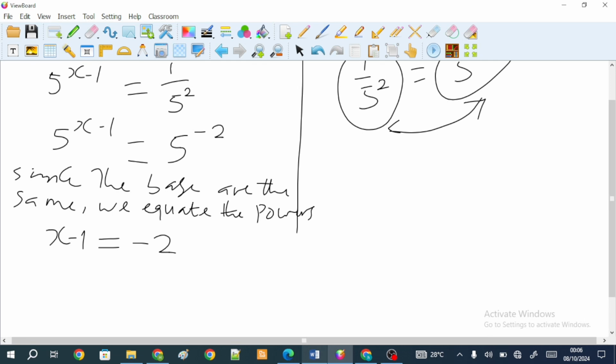So we're now solving for x. This is now a linear equation. We're going to add 1 to both sides. Some of you will say move minus 1 to the right hand side, but the correct expression is to add 1 to both sides. So x minus 1 plus 1 is equal to negative 2 plus 1. Minus 2 plus 1 is equal to minus 1. So x is equal to minus 1.